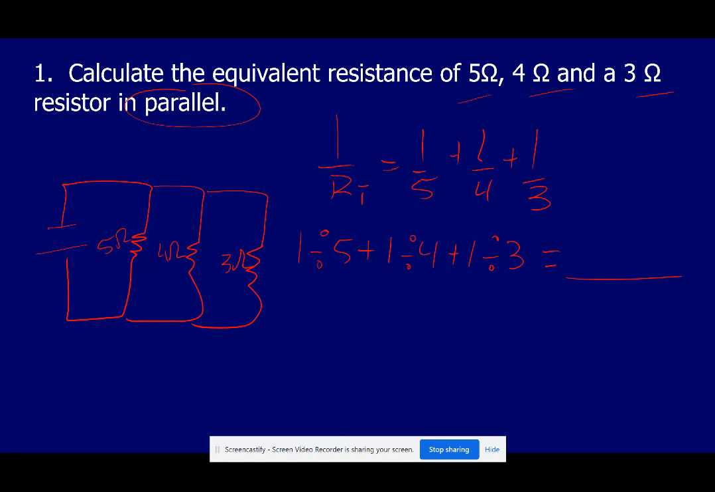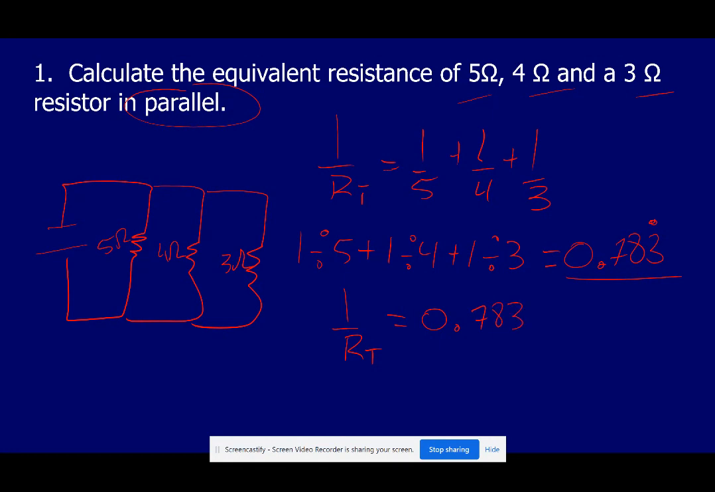Go ahead, pause the video if you need to, punch it into your calculator, and if at the end you get 0.783 repeating, then you have done that correctly. Now, that is not the answer to this question, though, because RT is what we're trying to find, and we just solved for 1 over RT is 0.783.